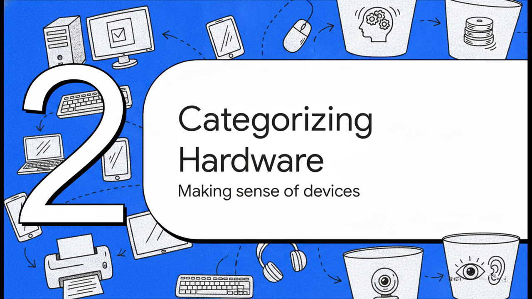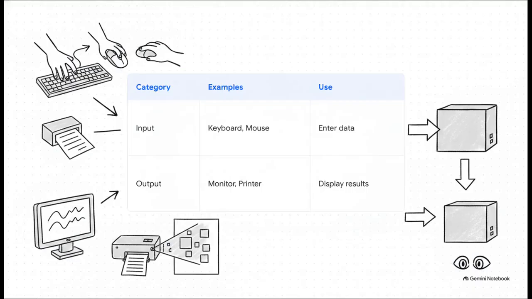Moving on to Section 2, categorizing computer hardware, or making sense of all these devices. Think of input and output like a giant, super-fast translation process. Input devices translate your human actions into digital data. When you type on a keyboard or drag a mouse, you are feeding raw commands directly into the system. Output devices do the exact opposite. They translate the computer's digital processing back into a human-readable format. So whether it's beaming visual results onto a monitor or physically printing documents, input data goes in and translated output comes right back out to you.